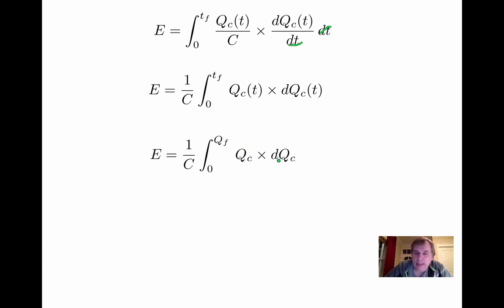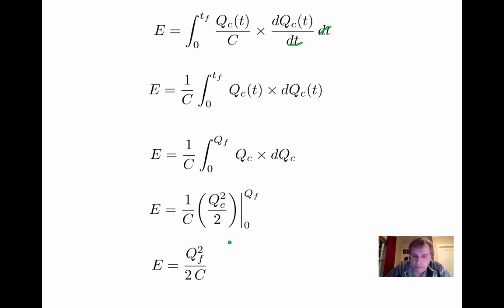So the integral of Qc times dQc will give us Qc squared over 2, which we'll have to evaluate between those two limits. So we get 1 over C times Qc squared over 2, evaluated between 0 and QF. So you plug in the value, by QF I mean that you replace Qc by QF, and then you subtract the value when Qc is equal to 0. If you do that, you get this. So I took this expression, replaced Qc by QF, and then subtracted with Qc replaced by 0. So it just gives that here.